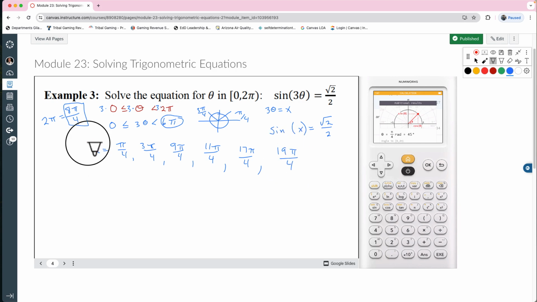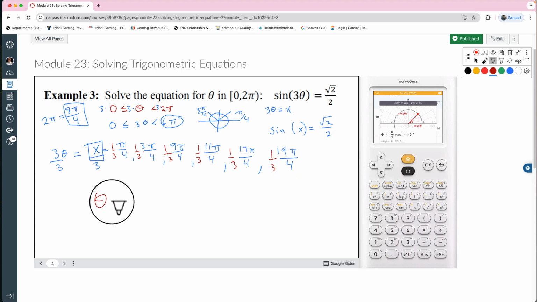But again, that's all in terms of x. We want it in terms of theta. So to get theta, remember this is 3 theta, we have to divide everything by 3. Or in this case, what we will do is multiply by 1/3. That's the same thing as dividing by 3. So our actual answers in terms of theta will be these.